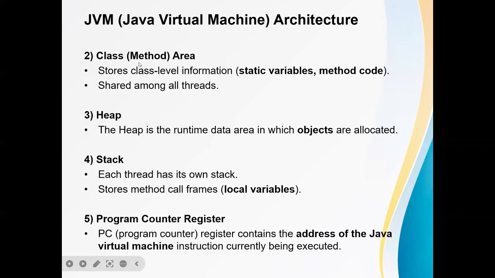Okay. So first we have a class area where static variables will be stored, heap area where objects will be stored, stack area where local variables will be stored. Then the program counter register is like an address book, where it gives you the current instruction being executed. It has the address of that particular code. So like that, we have the class area, heap area, stack, and program counter register. These are some of the memory areas we have.